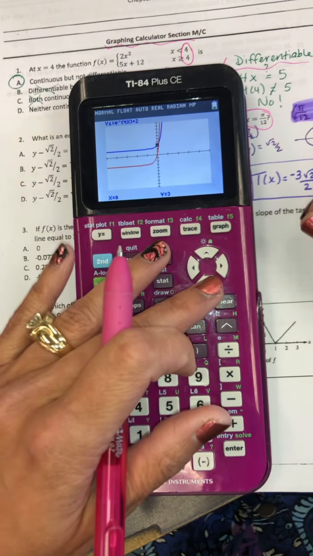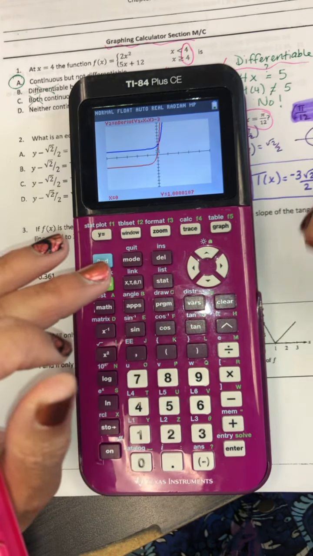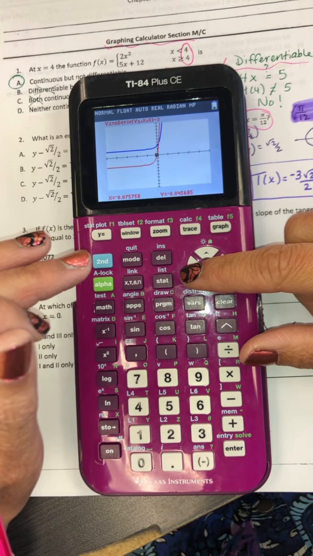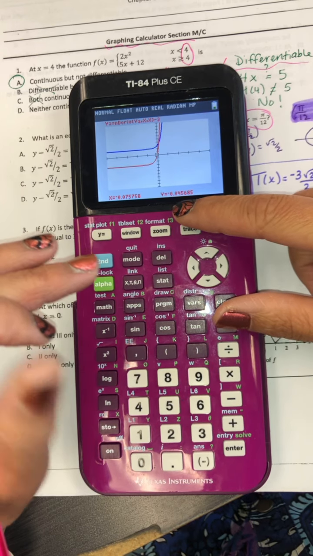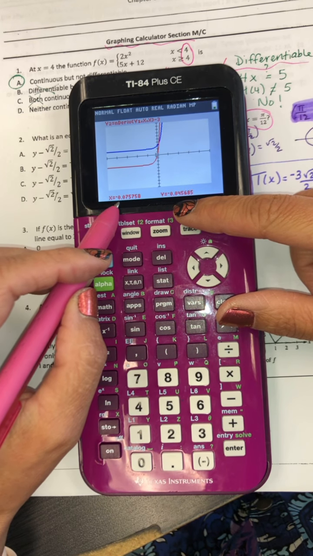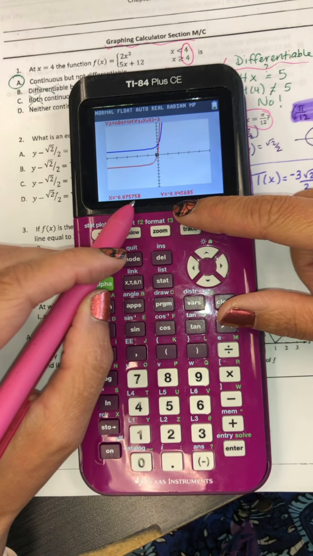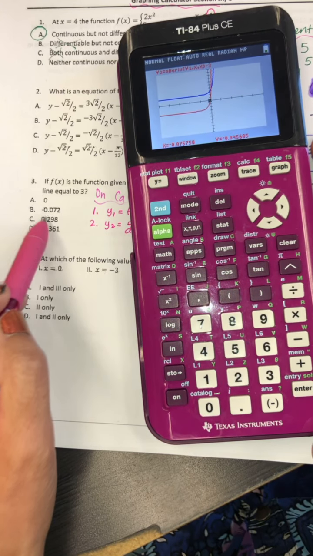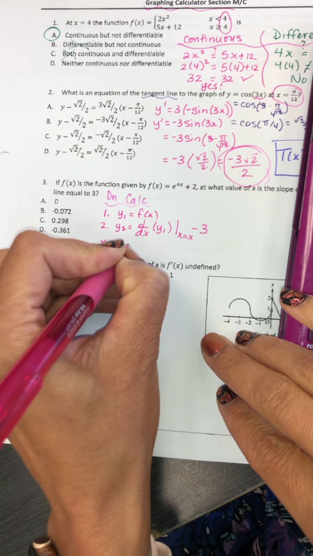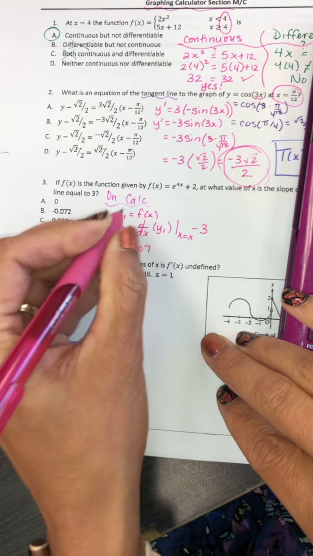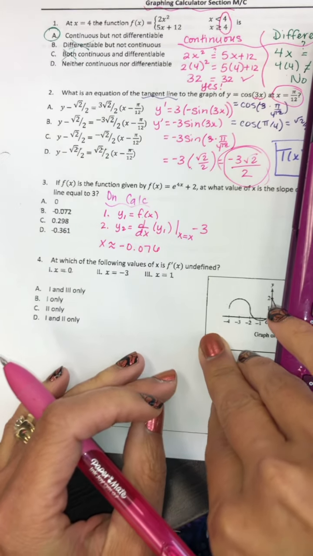Trace, scroll down to get to the derivative graph, and I want y to be 0. And that's as close as I'm going to get. So negative 0.075758. So the closest one is B. So on the graph, this is what we're getting. We're getting approximately negative 0.076. Okay?